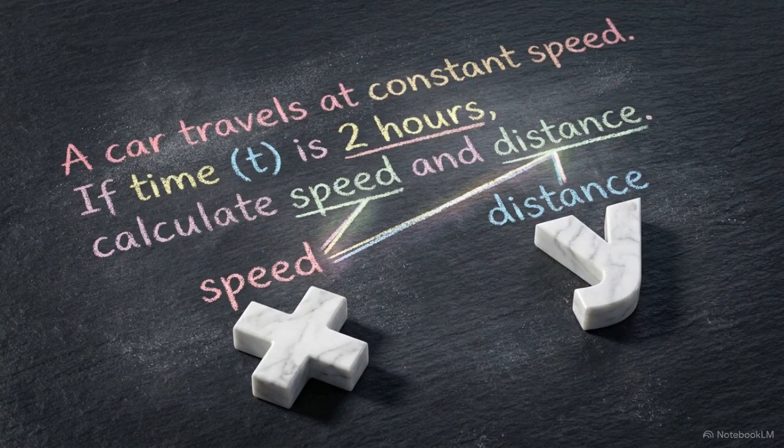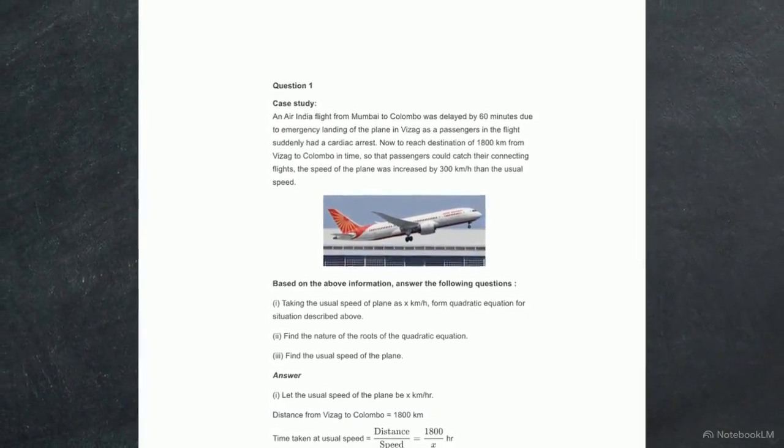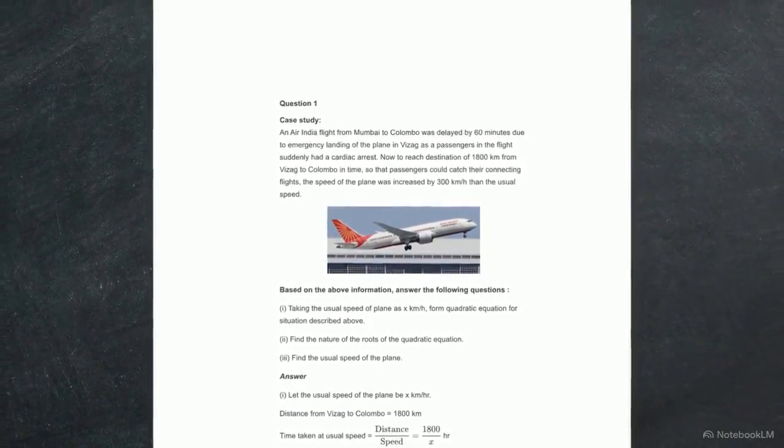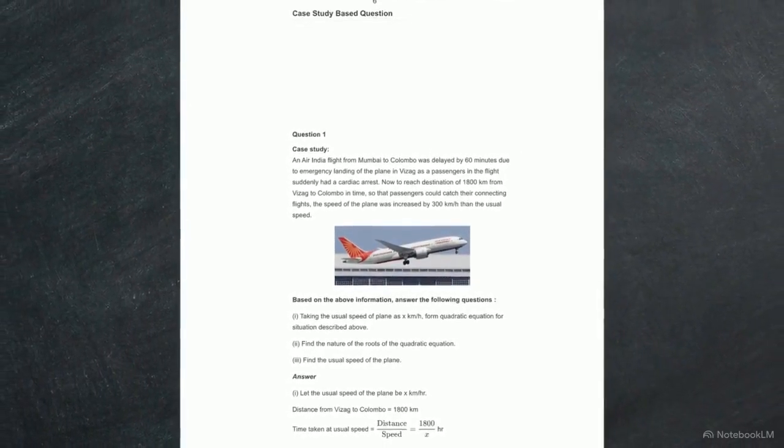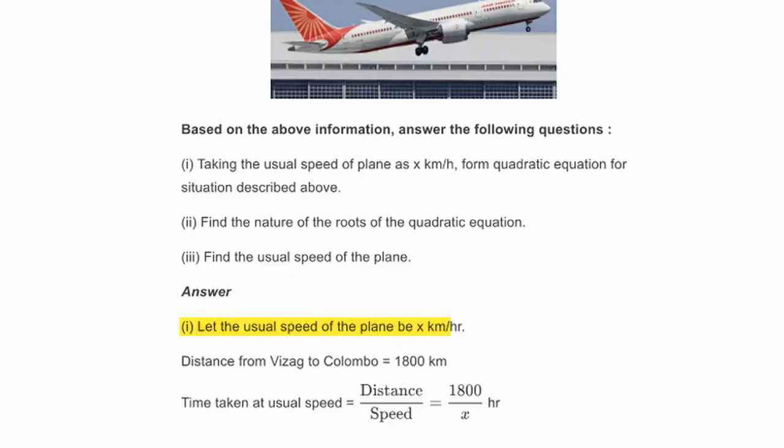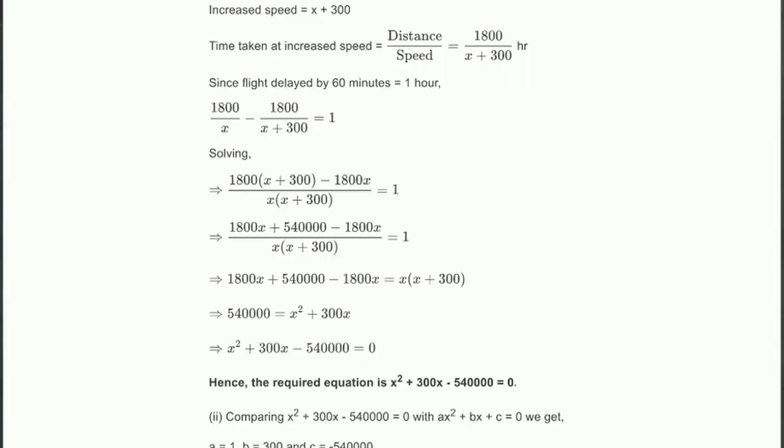Word problems require translating physical quantities into variables. Here, a 60-minute flight delay forces a pilot to increase speed by 300 kilometers per hour to cover an 1,800-kilometer trip. We establish the usual speed as x. Using the relationship of distance over speed, our baseline time is 1,800 over x. We represent the 1-hour delay by subtracting the new, faster time from the original time. Precise ordering reflects the difference.